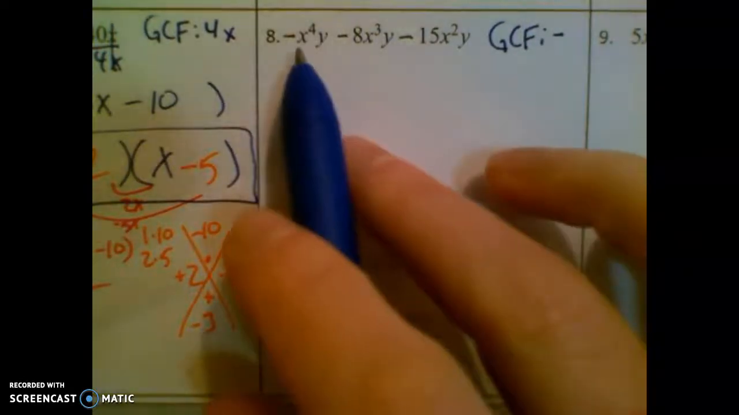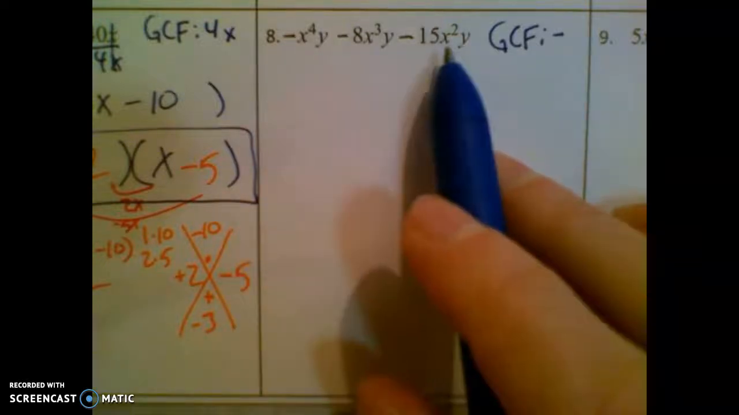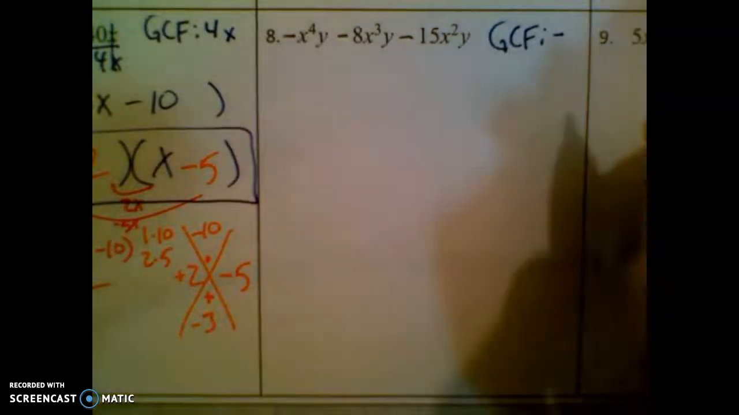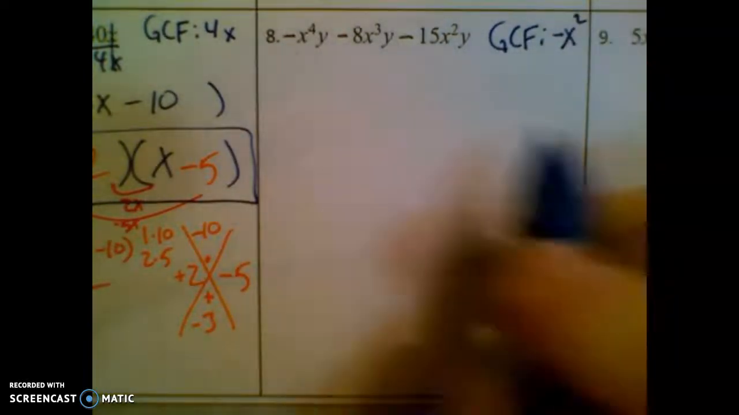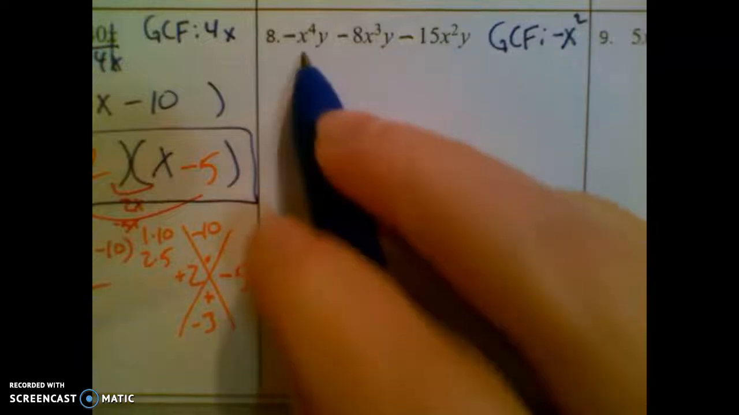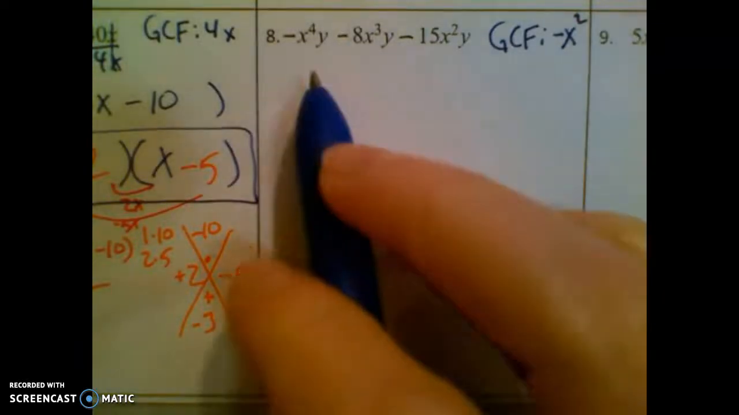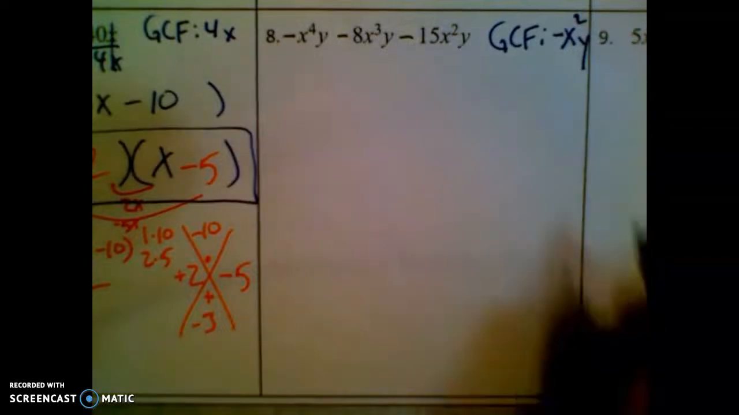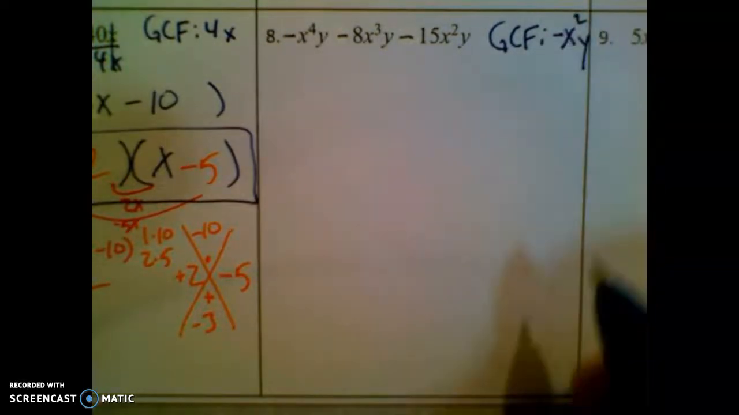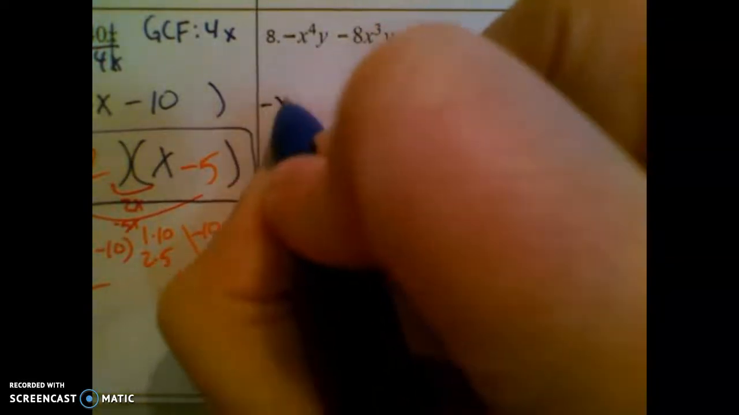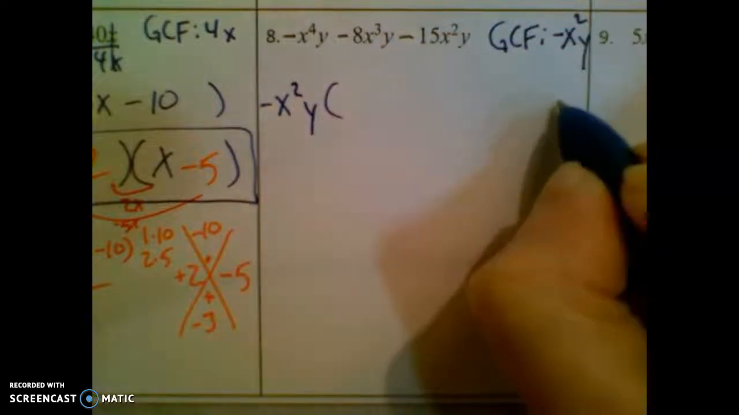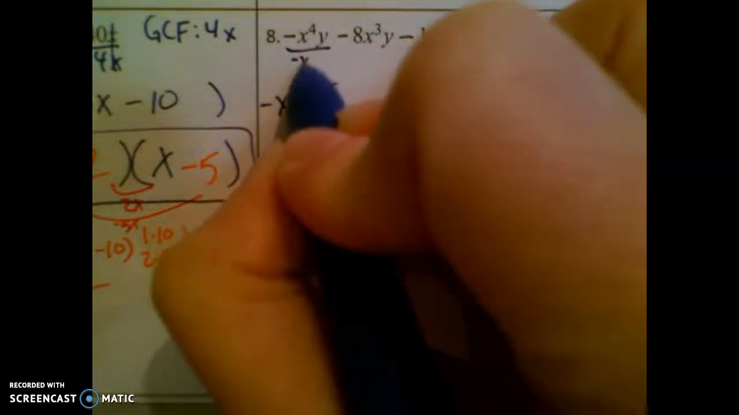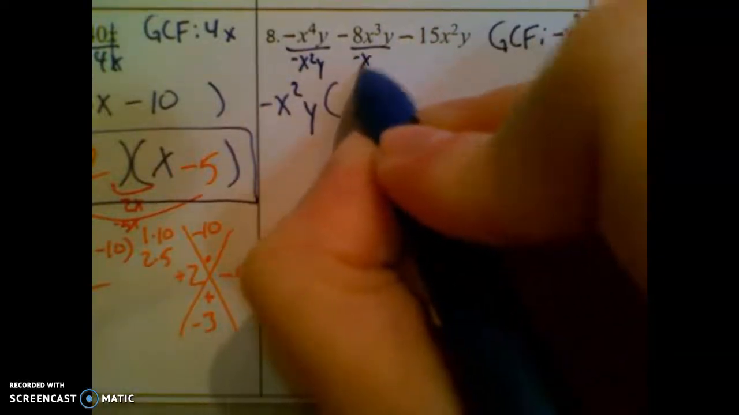Then variables. I have x to the 4th, x to the 3rd, x squared. Well, they all have at least 2 x's. So this one has 2, 3, and 4, so x squared. Then we have a y, and a y. So they all have a y. So my GCF is negative x squared y. So I'm going to go ahead and write negative x squared y, and then one big long parentheses, and divide every single thing by negative x squared y.